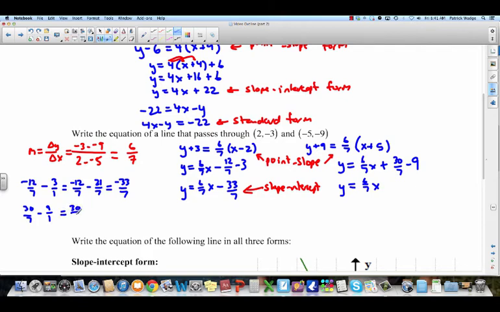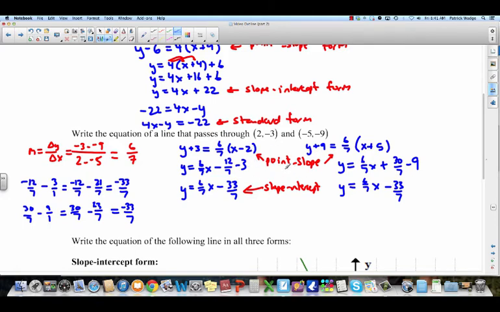So 30 over 7, take away, multiply this by 7, multiply the top by 7, you get 63. 30 take away 63 is negative 33. What do you know? We got exactly the same answer. 6/7 x minus 33/7, 6/7 x minus 33/7. So it works. It's great. Even though point slope forms could be different, once you switch them to slope intercept, it'll be the same.